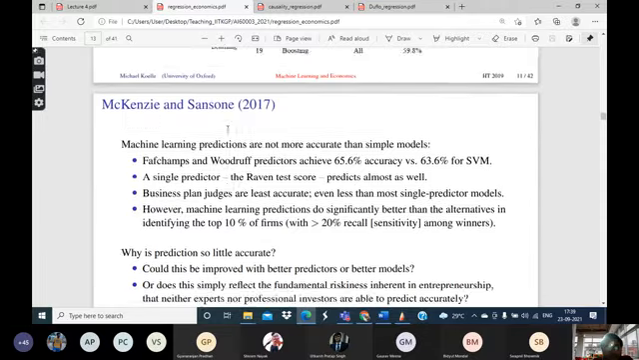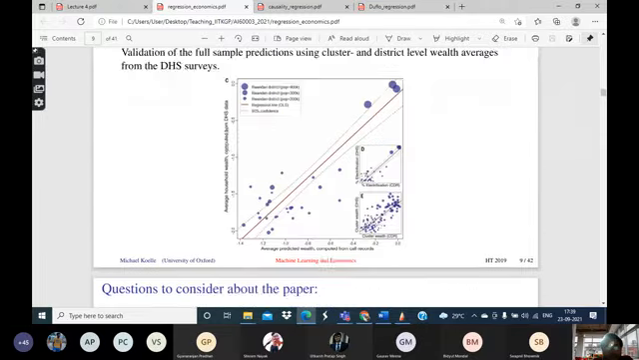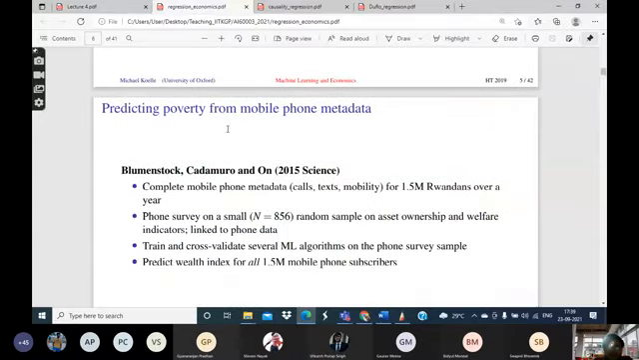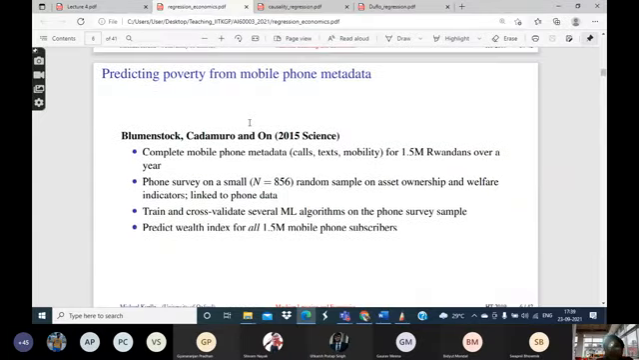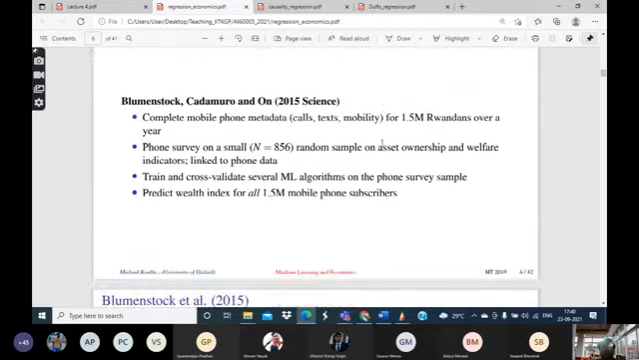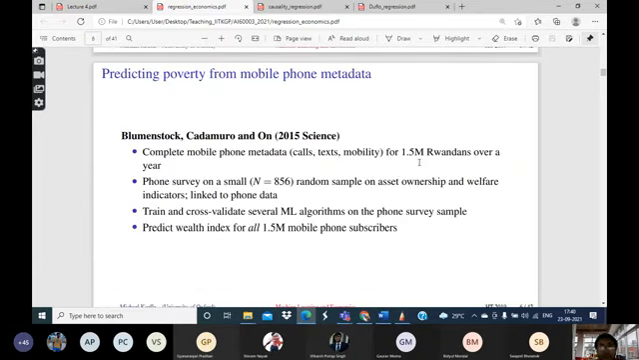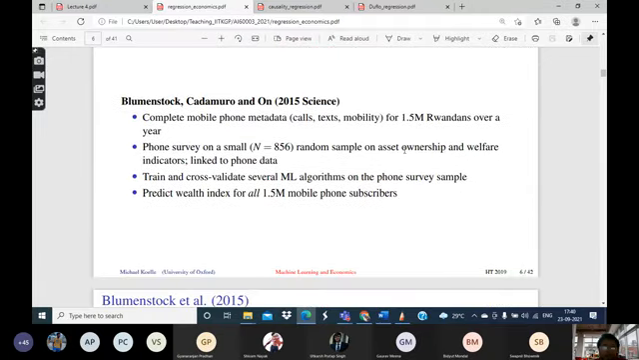Now let us quickly take a look at some economic problems where these concepts have been applied. So let us consider this problem of predicting poverty from mobile phone metadata. This paper, I will set an assignment question related to this. The question here is that there is one country called Rwanda in Africa, which you may have heard of. It has a small population of about 1.5 million people. So you can understand how small the country is. Now it's also a very poor country.